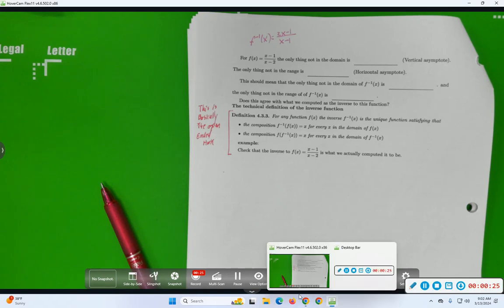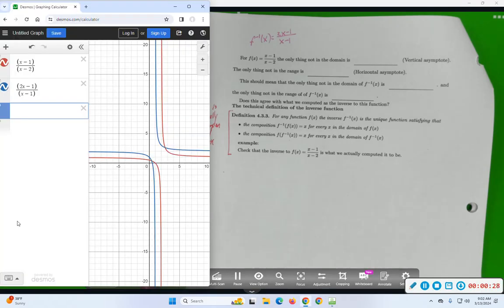First, this is what I want. There are the Desmos graphs. Do those two red and blue graphs seem to differ by swapping the roles of x and y? Cool. Let's see if this domain and range issue holds up. So let's take a look at the original function.